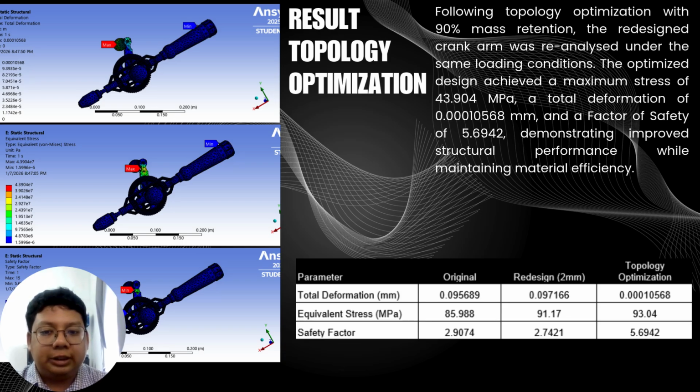Compared to the original design, topology optimization reduced the equivalent stress by approximately 48.94% and increased the factor of safety by approximately 95.85%. These results indicate that topology optimization creates a more efficient load path and reduces stress concentration. Therefore, among the reported static analysis cases, the topology optimization design achieved the best structural safety performance.